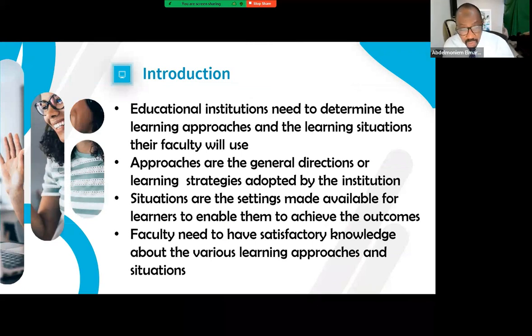في المقدمة في الأول إنه any institution or all institutions, education institutions, they need to determine the learning approaches and the learning situations their faculty are going to use، على أساس إنه يوروا التوجه بتاعهم، يعني what do they advocate. يعني شنو approaches؟ Approaches are the general directions or learning strategies. برضو حتلاقوا المصطلح دي حتى في البيبر by Ronald Hardin هم سموها the learning strategies.